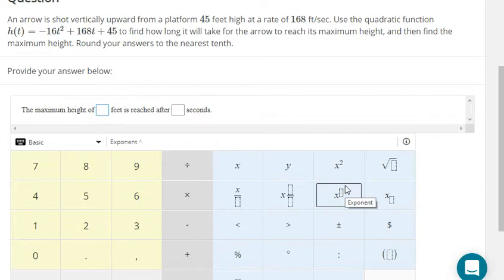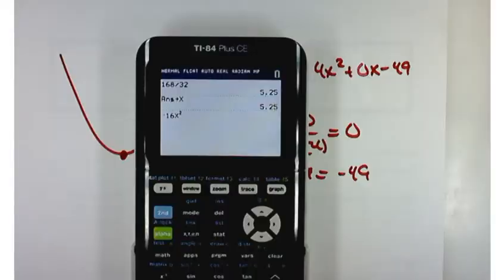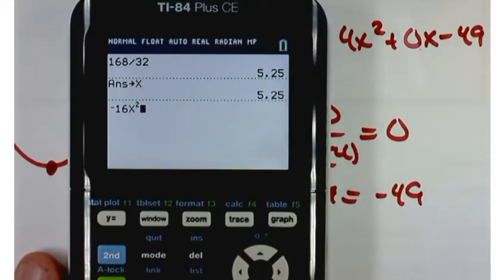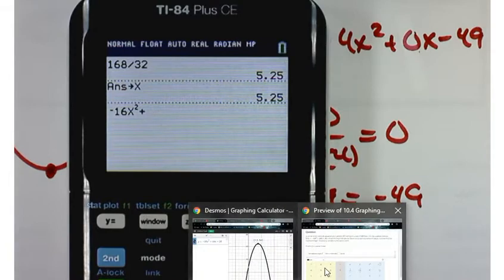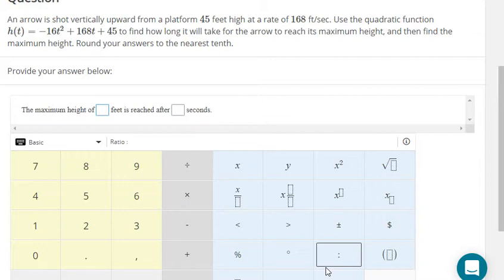There'd be 168 divided by 32, which is 5.25. So negative 16x squared. So here, I'll let you kind of follow along here. Negative 16x squared plus, what was it, 128? Let's look back here. Plus 168x plus 45. 486. So maximum height of 486.